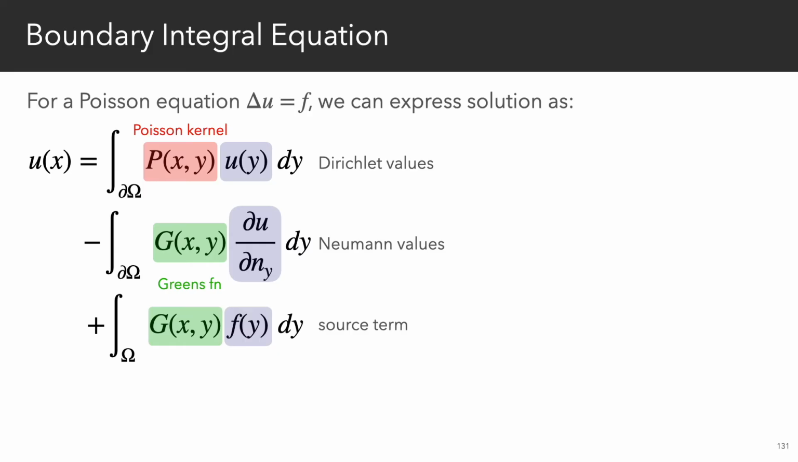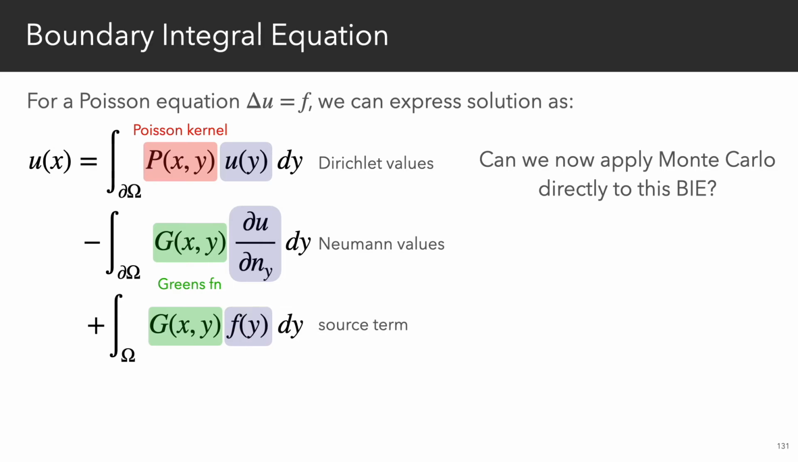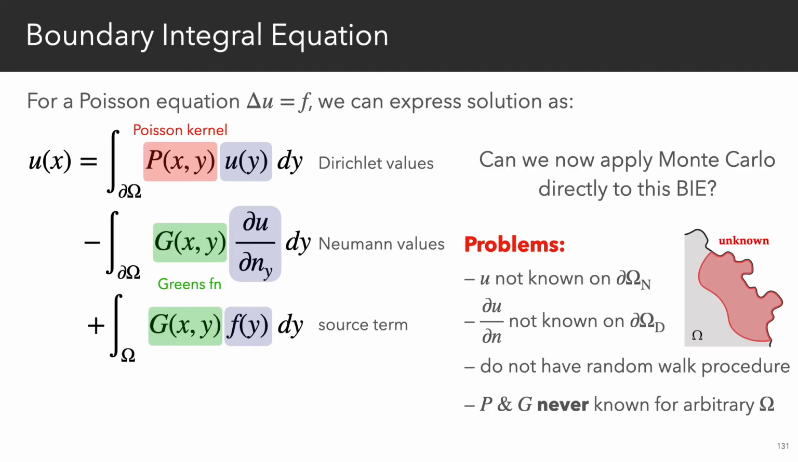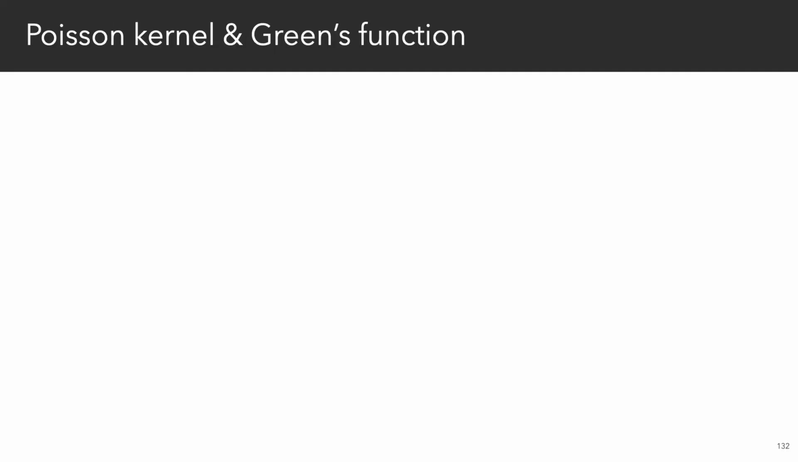Okay, so now that we have an integral expression, does that mean that we can apply Monte Carlo to Neumann problems? Well, it's not that easy for a couple of reasons. The solution u is not known on the Neumann boundary, du/dn is not known on the Dirichlet boundary. We don't yet have a random walk procedure for generating samples, and in general, P and G are not known for any arbitrary domain. So let's address these issues one by one.